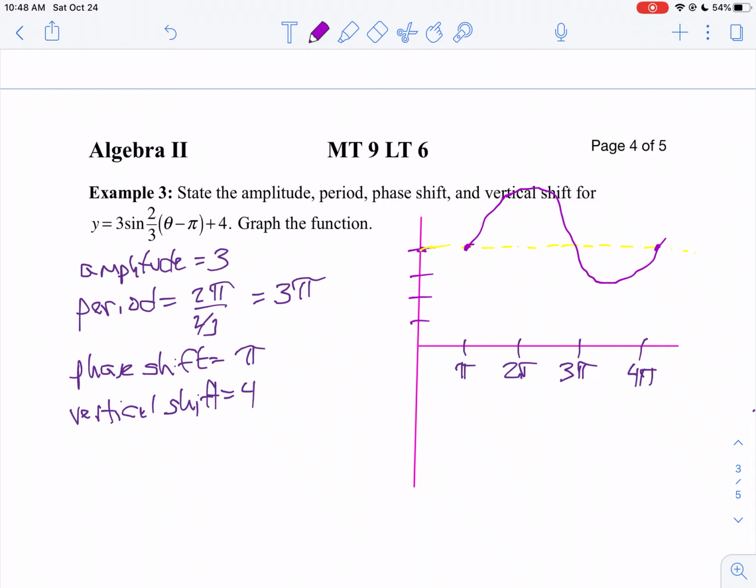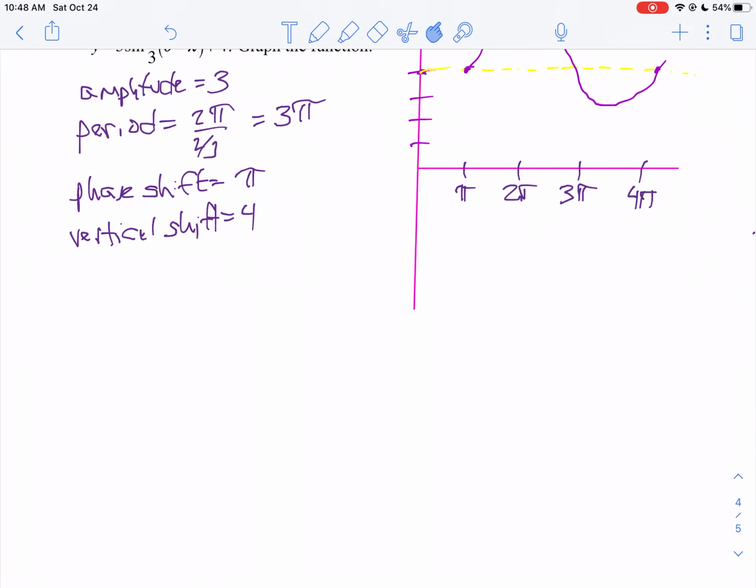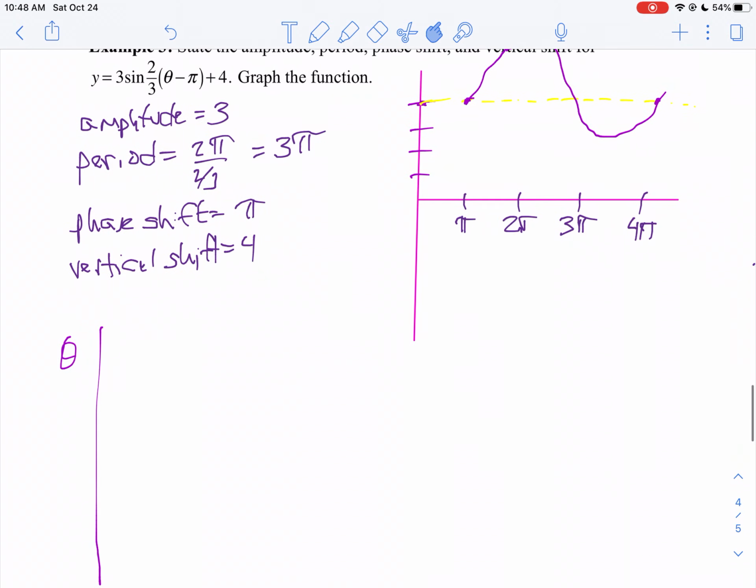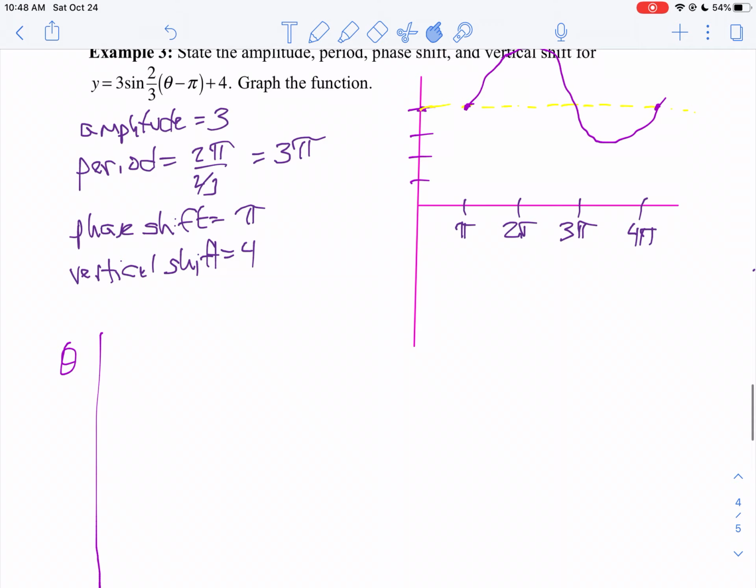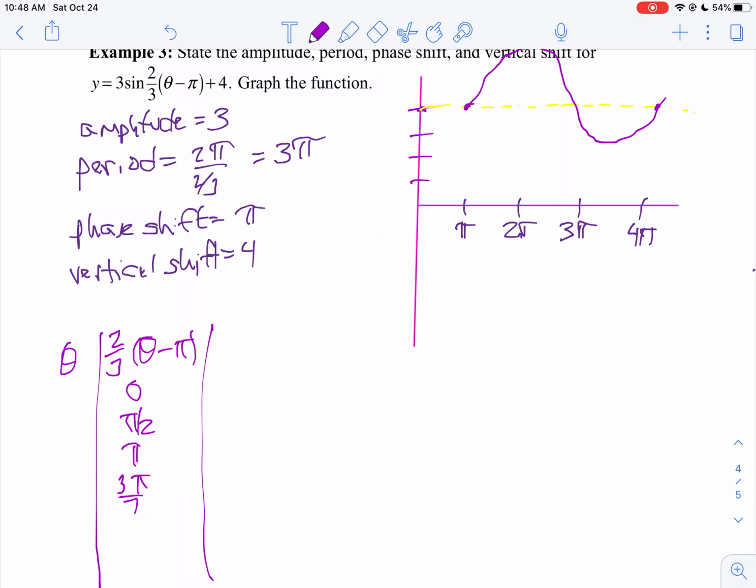Now, that's just a sketch. It's not perfect. If you want to get a more accurate graph, I would make a table. And here's what I think I would do in my table. I'm going to have my theta in one column, but then to make life easier, in my second column, I'm going to put 2/3 of theta minus pi. That's where we're going to put our quadrant angles. So 0, pi over 2, pi, 3 pi over 2, and 2 pi.